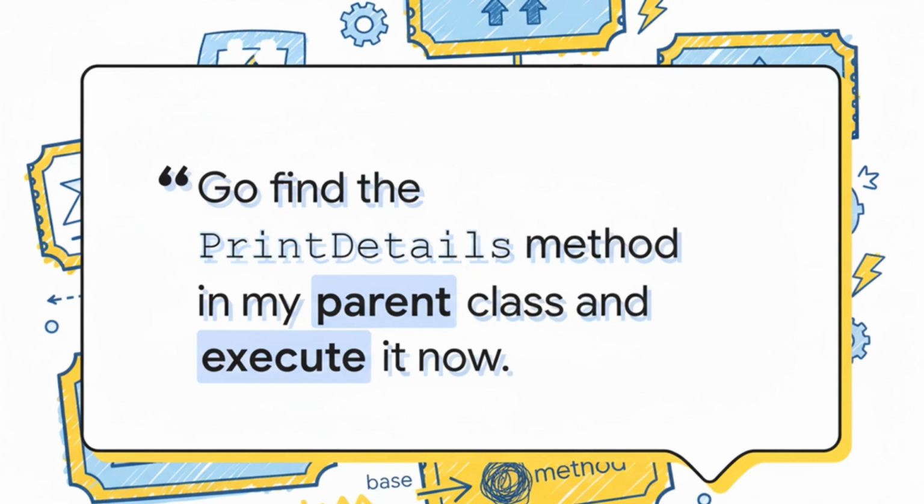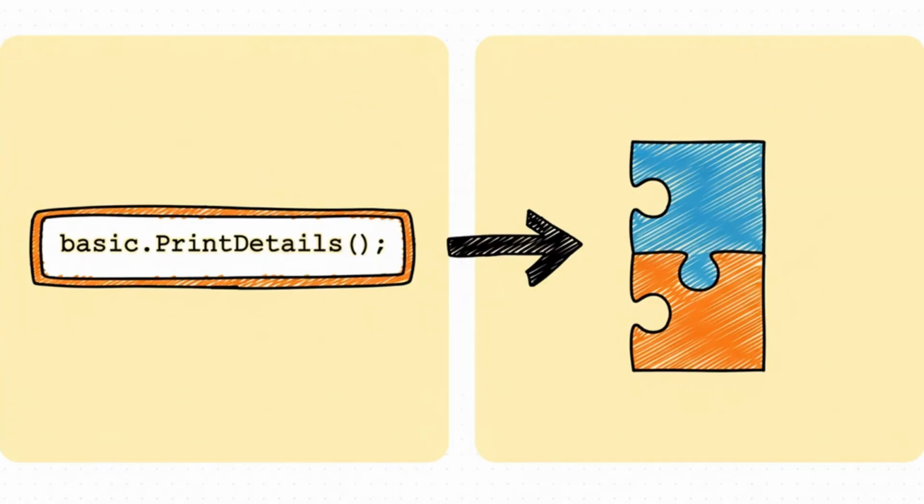It says, hey, I need you to run your version of printDetails right now. So we're essentially borrowing the parent's functionality right before we add our own special touch. And the result? It's just clean. When we call print details on our event ticket, we get this beautiful combined output. First, the details from the base class, and right after, the new details from our child class.